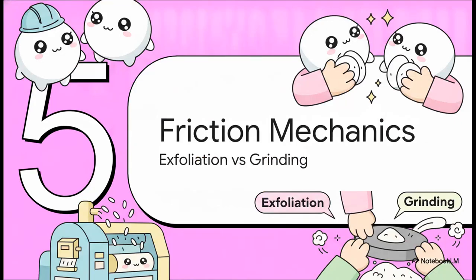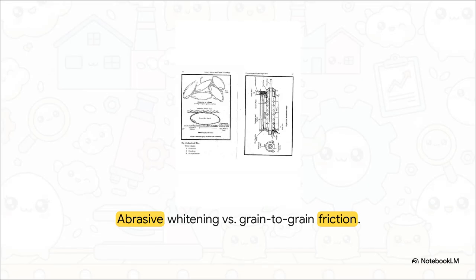Section 5. Friction mechanics. Exfoliation versus grinding. Now moving into the pearling chamber, you have competing mechanical principles for bran extraction. On one hand, you have carborundum-coated abrasive whitening. This relies on a rough, stone-like surface to aggressively grind away the pericarp. Fast, sure, but incredibly harsh.